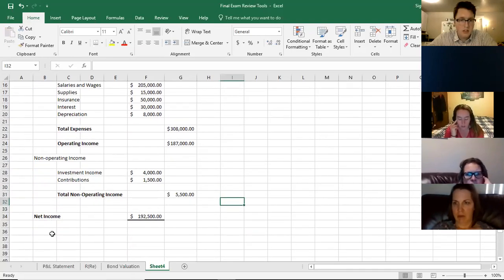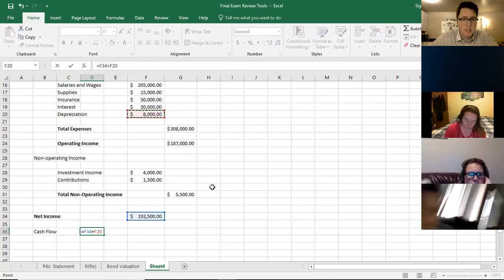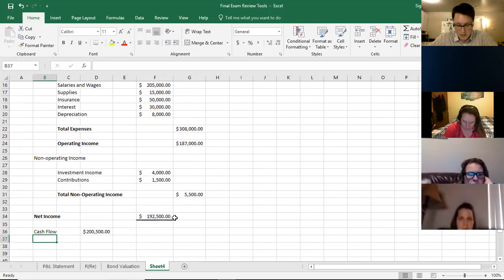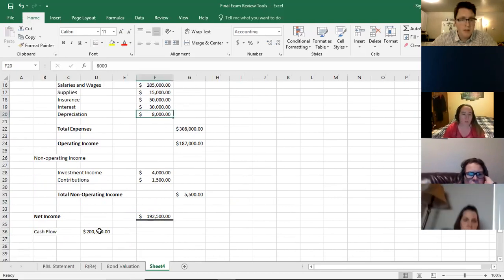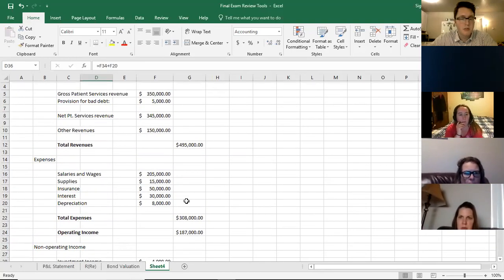So according to my notes, it's net income plus the depreciation. Perfect. There's my net income. I'm going to add back my depreciation, 8,000. So again, the equation is net income plus non-cash expenses. But in this class, the only non-cash expense we're going to use is depreciation. So that's exactly right, Linda. And that is our cash flow. That's just a rough estimate of the cash flow. To get a more accurate reading, you would look at the statement of cash flows. But that's how you would solve for that if there's a question that asks you what the cash flow is.